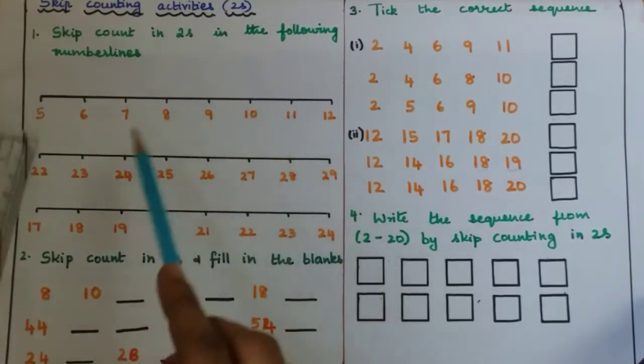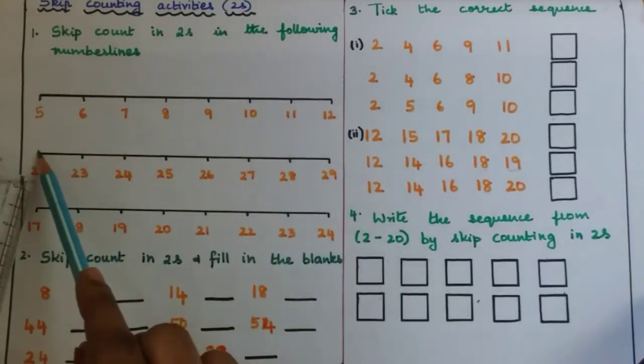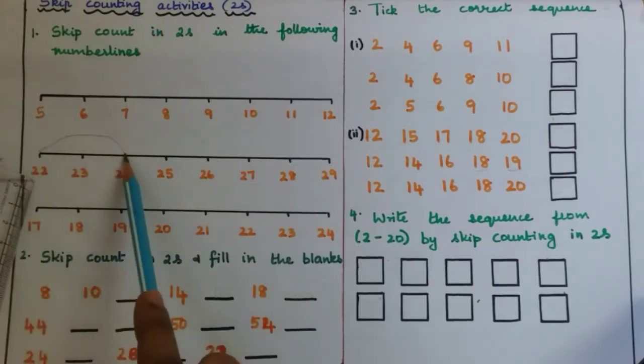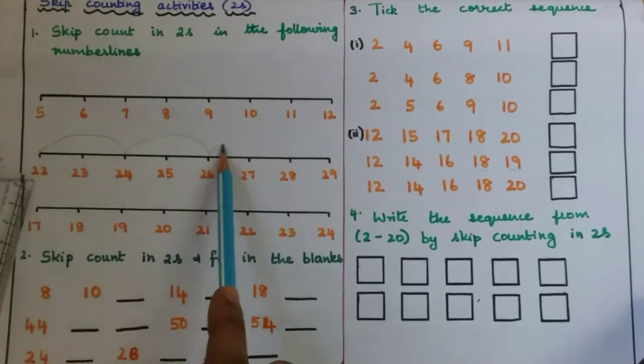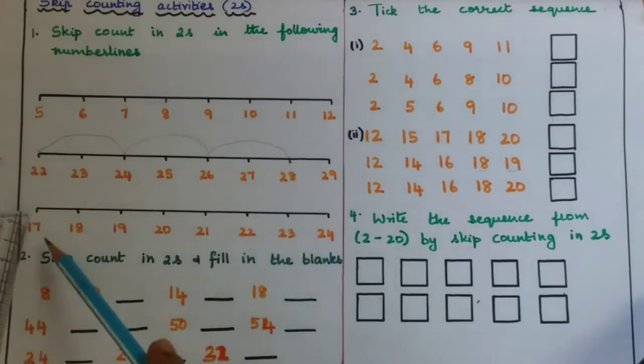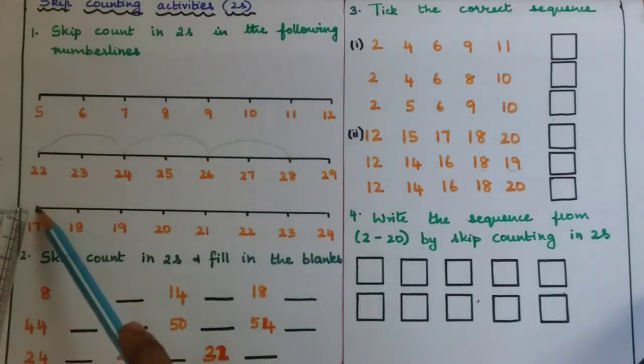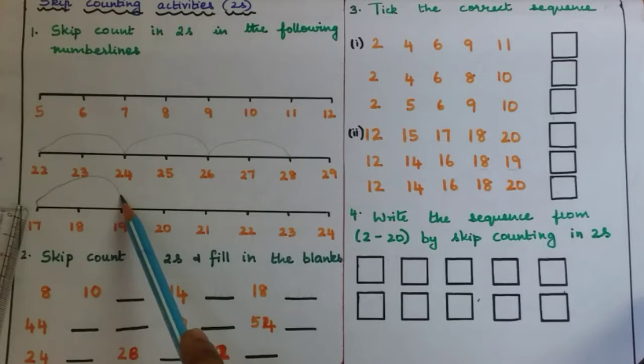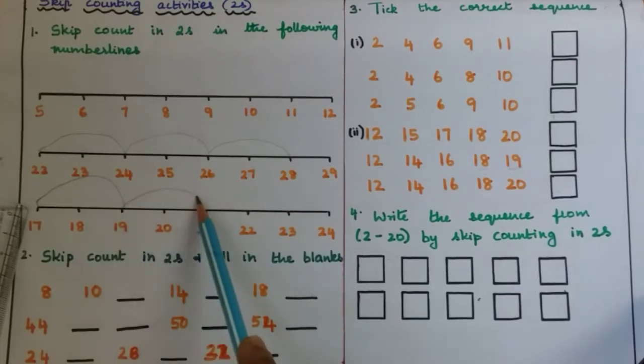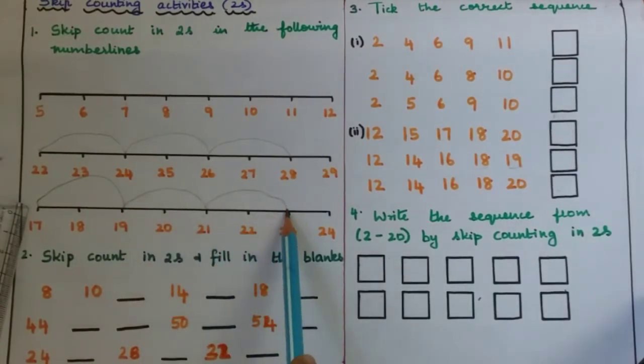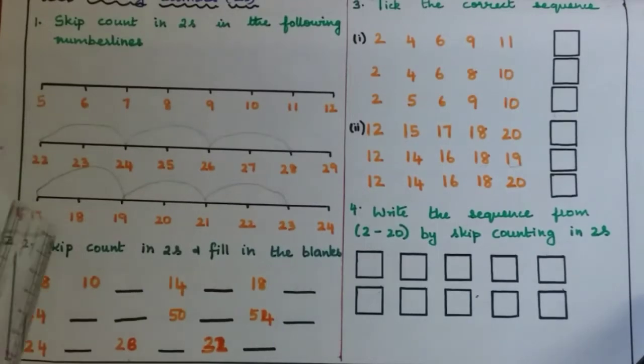Okay. So if you look at the next number line, you need to start from 22, skip 23 in between and land in 24. Skip 25, land in 26, skip 27, land in 28. Similarly, in the next number line, when you start from 17, skip 18 and land in 19. Skip 20, land in 21. Skip 22 and land in 23.